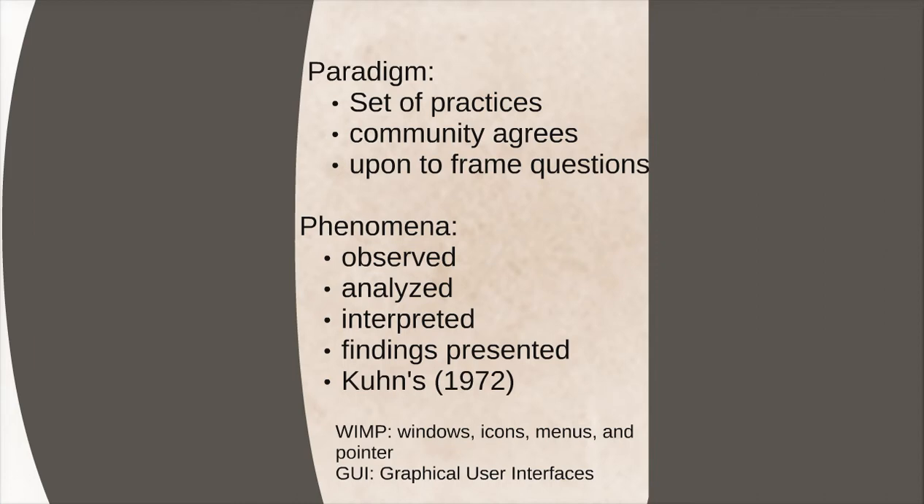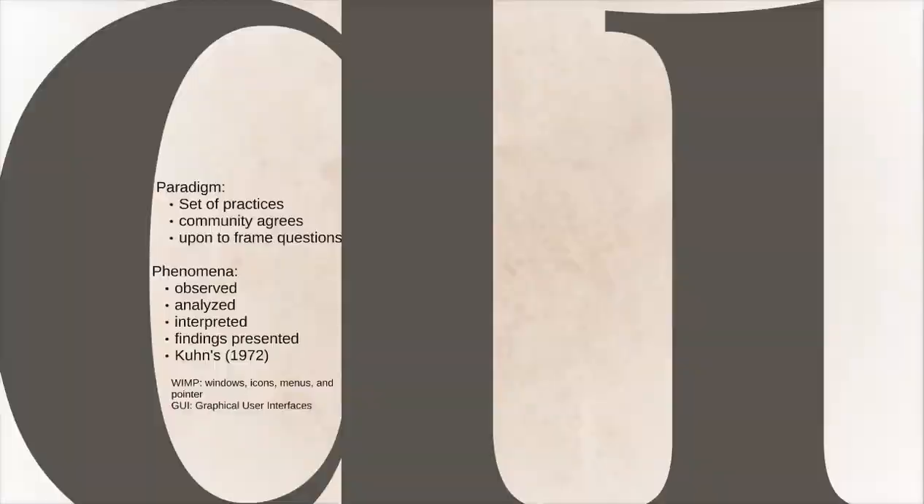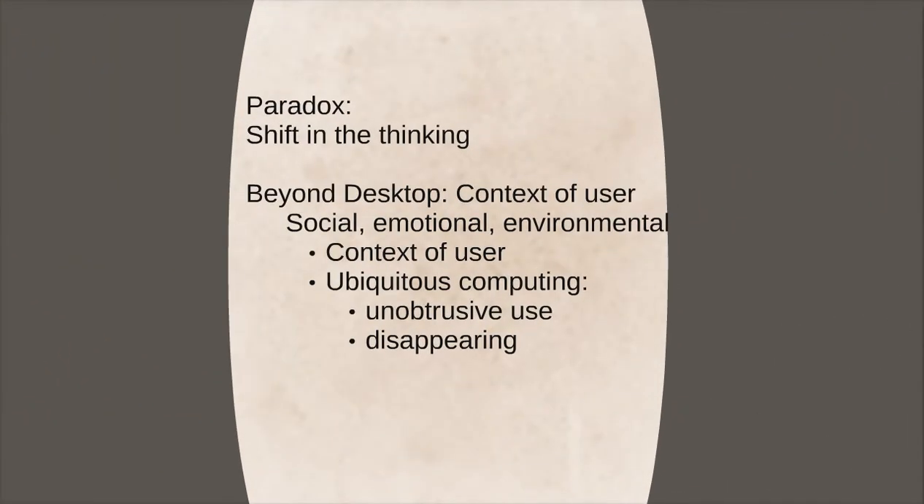Kuhn was one of the first to come up with this idea of a paradigm back in the 70s, and it's suggested through a great book of his that I suggest getting, about paradigms and paradoxes. Two of the things we should think about are WIMP: windows, icons, menus and pointer. You'll hear this a lot in GUI, graphical user interfaces. They are some of the key elements and phenomena that changed our paradigm in our world. When a paradox happens, or a shift in thinking, we start changing something. And when I try to explain paradox, I say first, let's think about a paradigm.